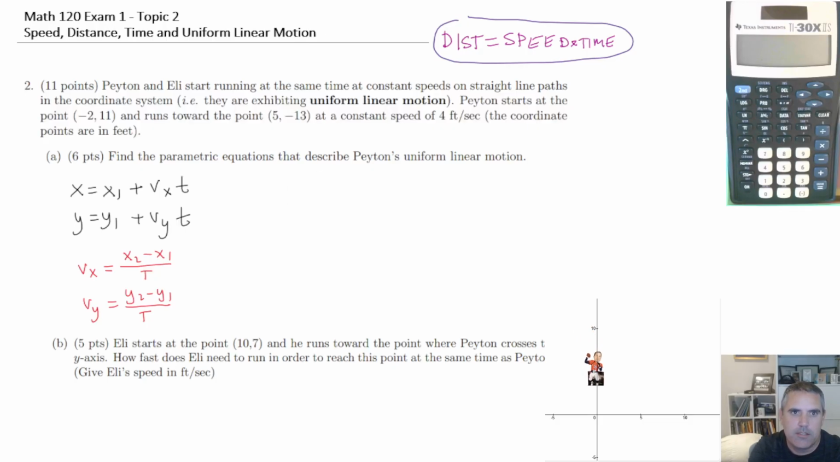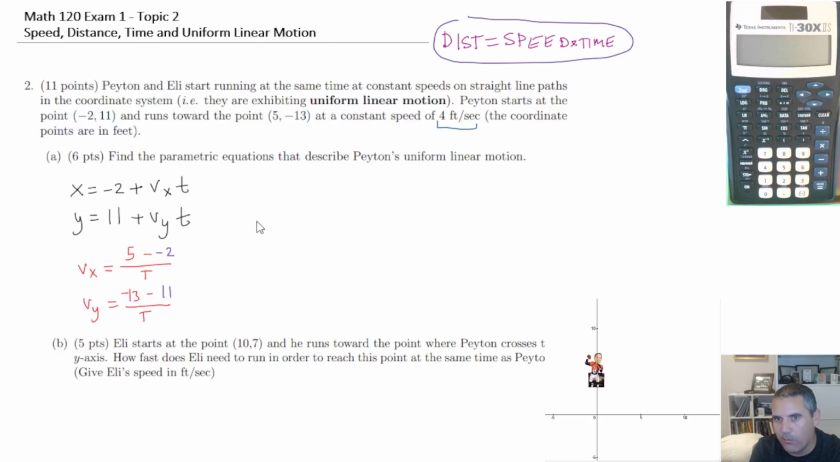Okay, so what did they tell us? They told us a starting location. They said Peyton starts at the point -2, 11. So you can see we already have some of the stuff we need. Then he ends at the point 5, -13. So we know that as well. So all that's left to figure out is the time it takes, but they didn't give it. What did they give? They gave his speed.